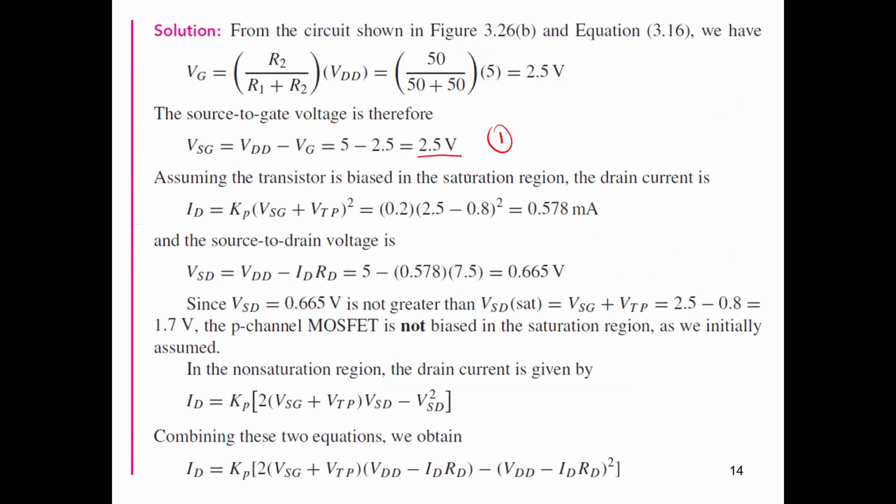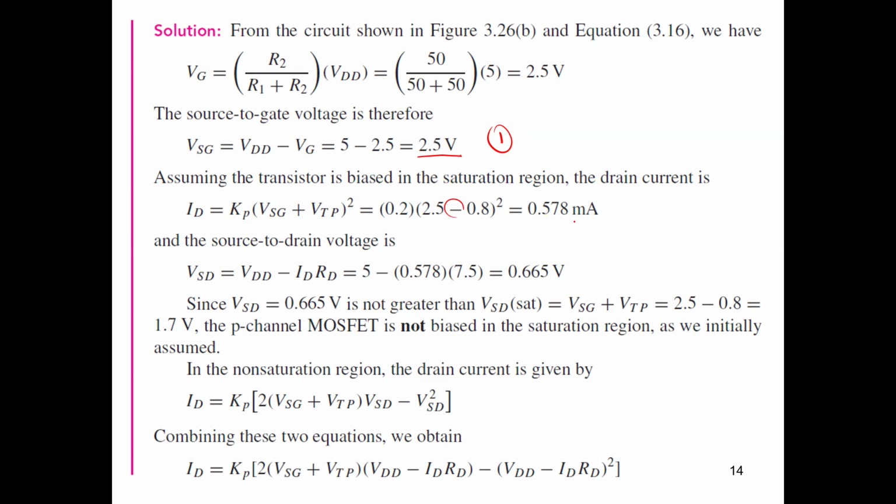Step number 2, let's assume the operation is in the saturation region. So we will use the saturation equation here. ID equals Kp times (VSG plus VTP) squared. Kp is given as 0.2 milliampere per volt squared, VSG is calculated as 2.5 volts, and VTP is minus 0.8. So don't forget the minus sign. The value here is going to be 0.578 milliampere. So this is now the drain current.